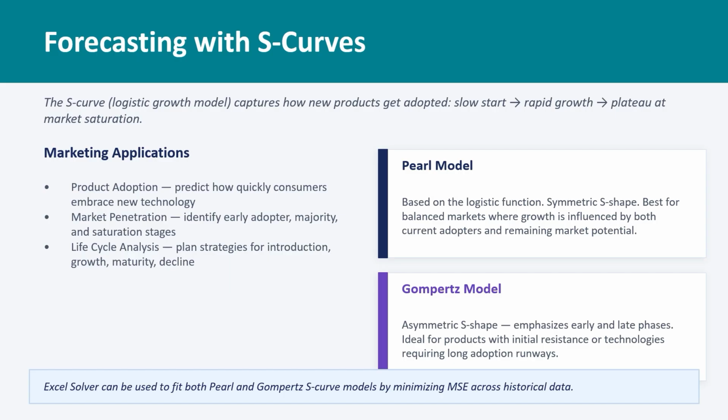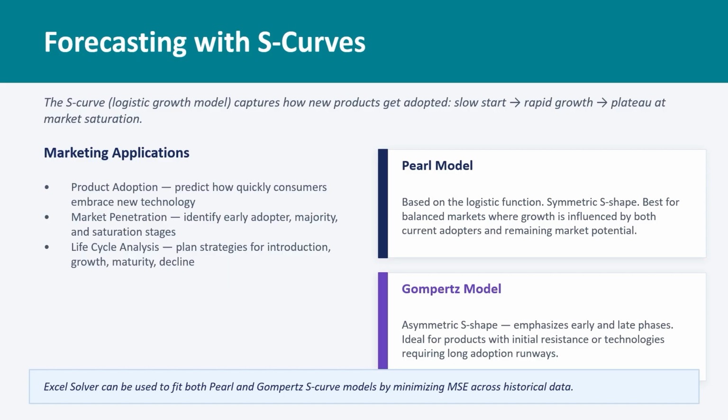The S-curve describes a very common and very important phenomenon, how new products, technologies, and ideas spread through a market. The pattern is always the same: slow initial adoption as early adopters experiment, then a rapid acceleration as the majority joins in, and finally a plateau as the market saturates and there are fewer and fewer new customers to win. If you have ever seen the classic technology adoption curve, innovators, early adopters, early majority, late majority, laggards, that is an S-curve in action.